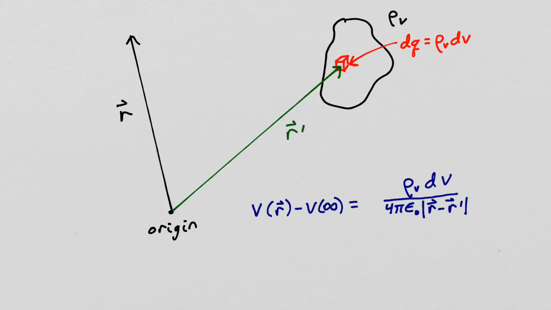So the amount of work to move 1 coulomb of charge from infinity to location r with this dq present is rho sub v dv over 4 pi epsilon sub 0 times the magnitude of r minus r prime. The magnitude of r minus r prime is just the distance between our differential charge and the location where we're trying to find our potential. To get the final result, we just integrate over our charge distribution, summing up each of those individual contributions to the potential at location r.